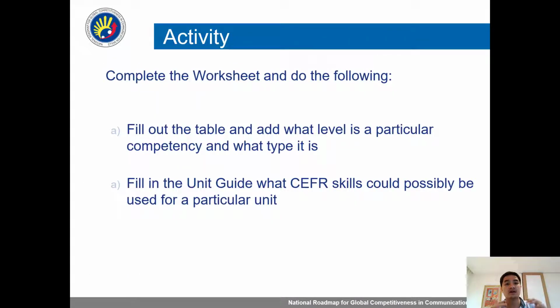Okay, so now there is an activity, and basically I'm going to put the links below, and then we're going to go over the answers in a bit. So this is the first part of the session.